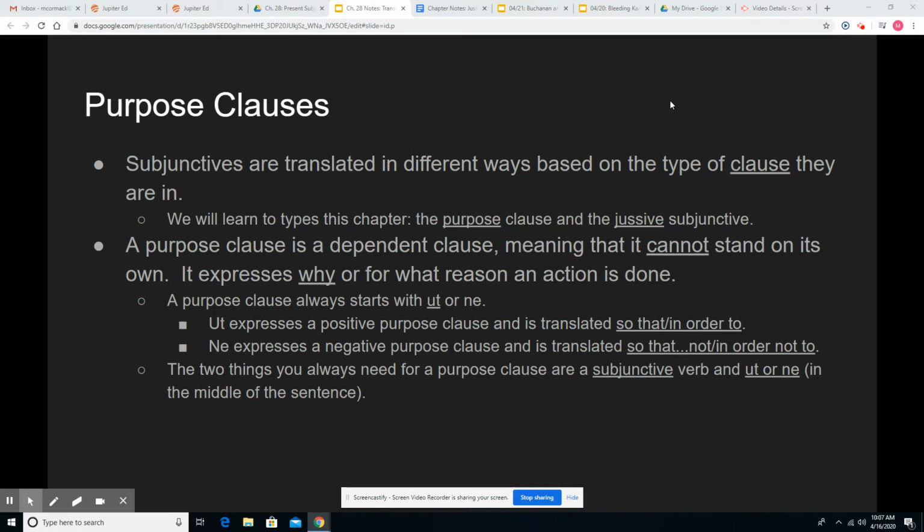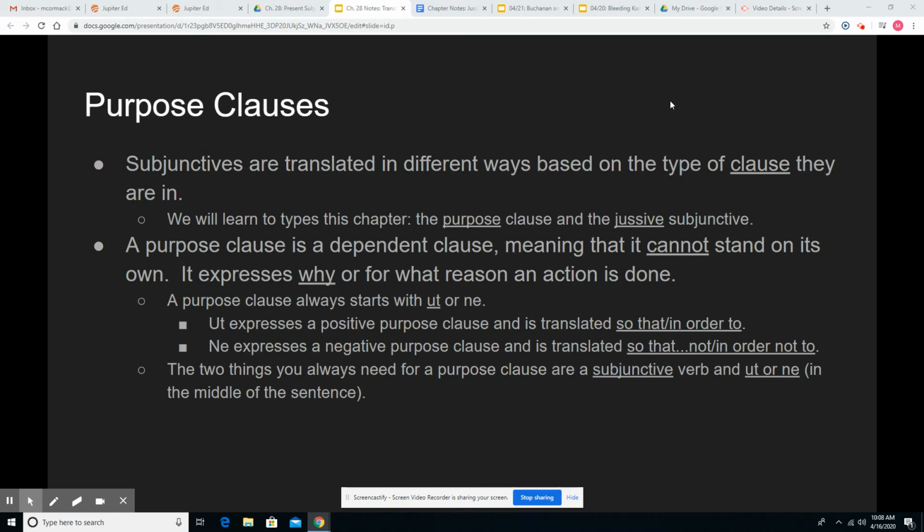We will have the first half of our sentence with an indicative main verb, and then we'll have the second half of our sentence with the purpose clause and the subjunctive verb. A purpose clause expresses why or for what reason an action is done. That goes along with the label of this type, the purpose clause. For what purpose are you doing this action?